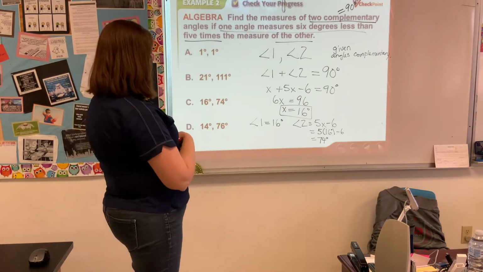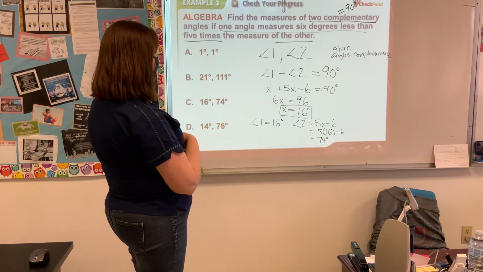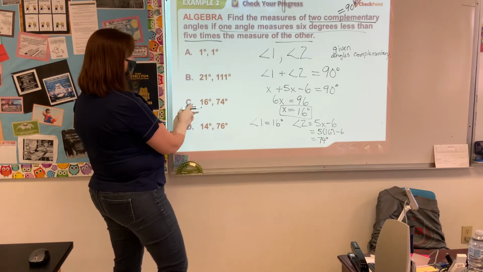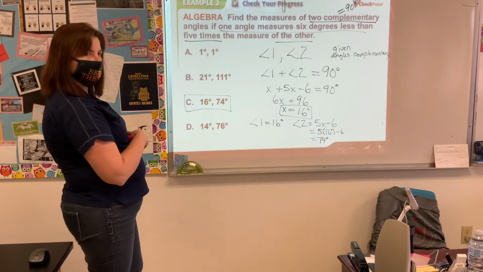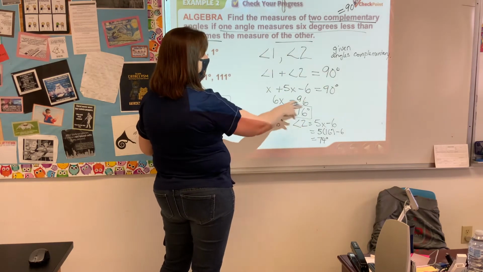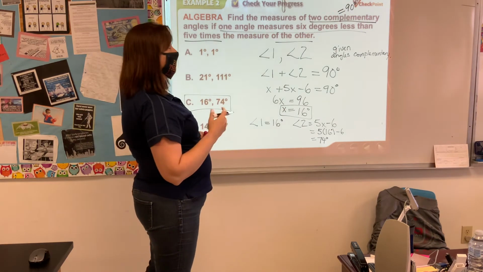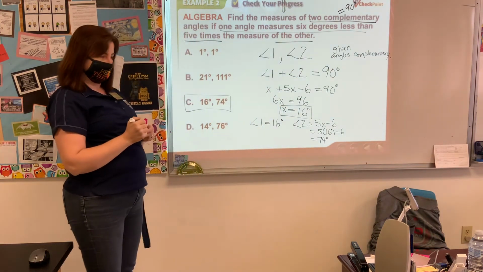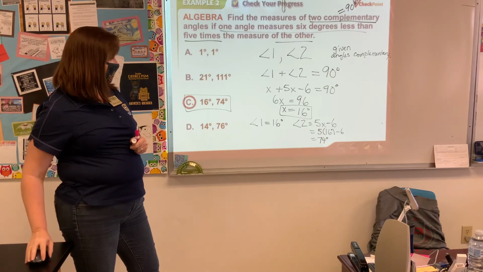Okay, so does any of this match? I see 14, I see 16, right here, 16 and 74, okay? This is best always in this case. If you don't have those angles given to you, start working it out, then find the answer, as compared to the one that we had earlier, where I could start with the answers and see how they fit on my diagram. So there's our answer.